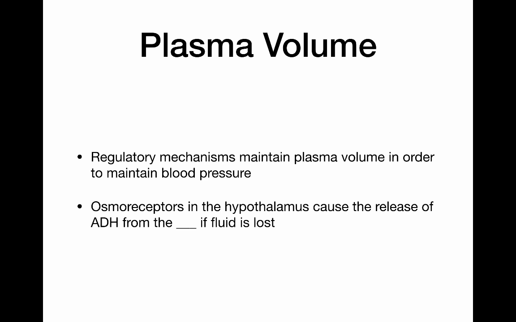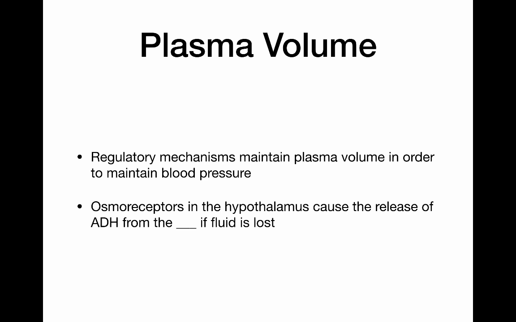And antidiuretic hormone comes from, does anybody remember where? Hopefully you're thinking. Antidiuretic hormone, ADH, comes from the posterior pituitary. Antidiuretic hormone and oxytocin, if you recall. And so antidiuretic hormone's job is to basically cause us to retain fluid.